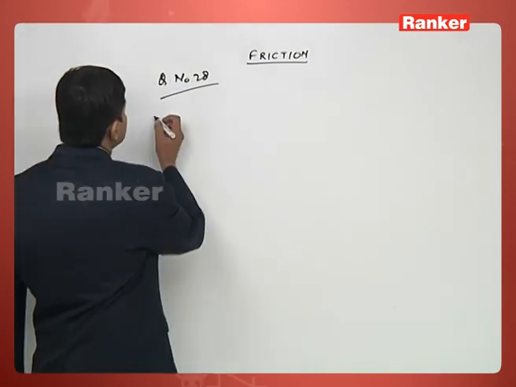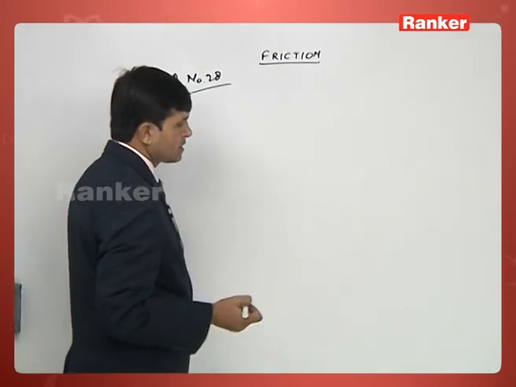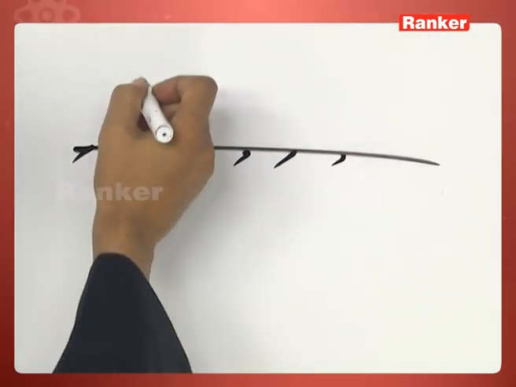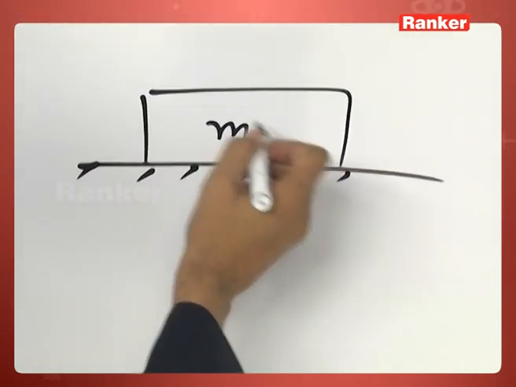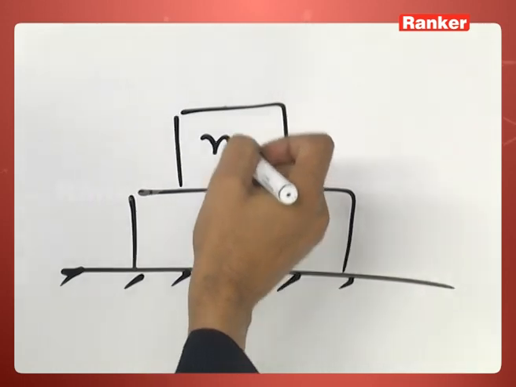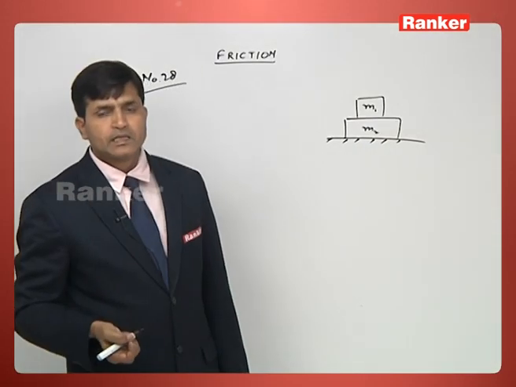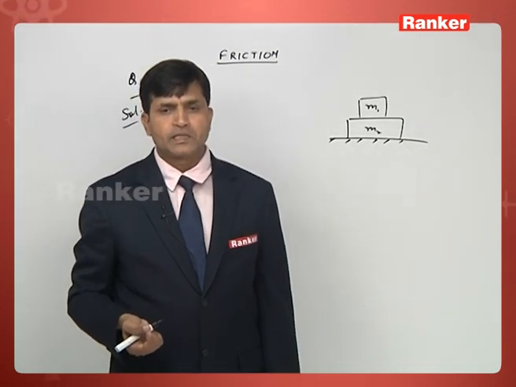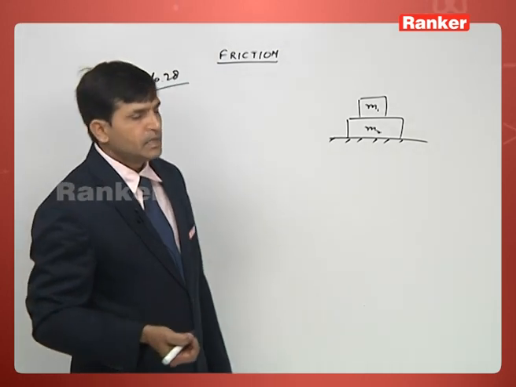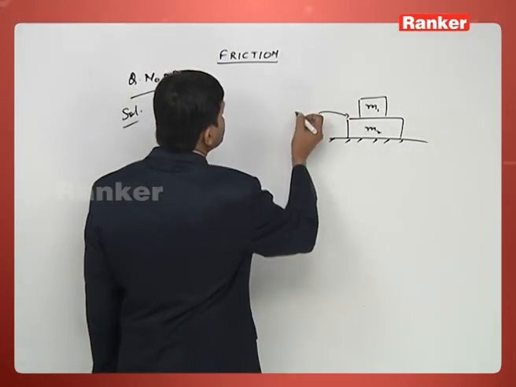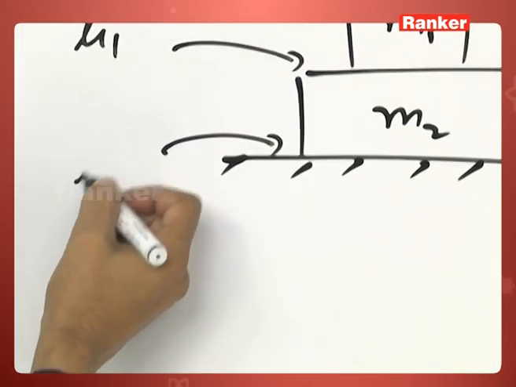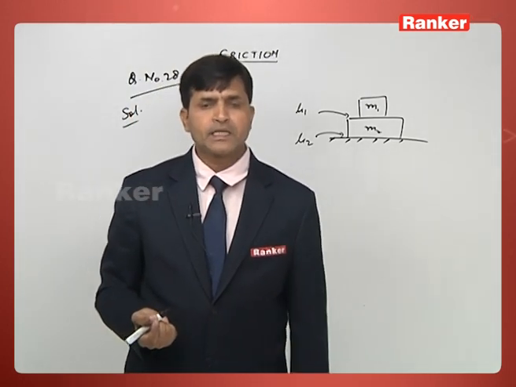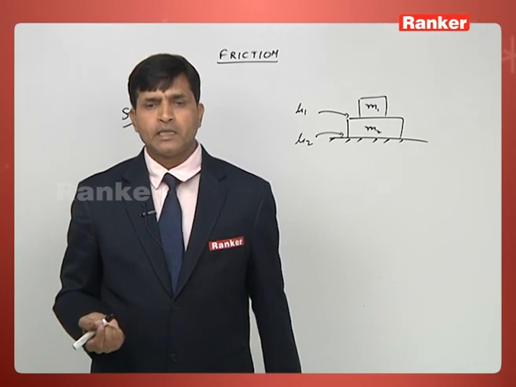First of all, understand the problem. This is your horizontal surface, one block is m2, and over it another block m1 has been kept, and there is friction between the blocks as well as between the block and ground. Where mu1 is the friction coefficient between the blocks, and mu2 is between the ground and the horizontal surface of the block m2.